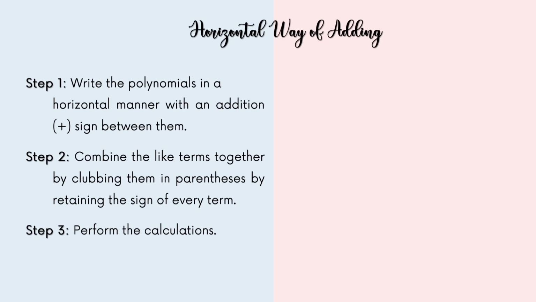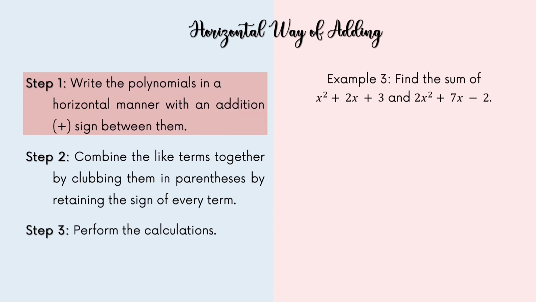Let us try to solve our example number 3 using the horizontal way of adding first. So we have to find the sum of x squared plus 2x plus 3 and 2x squared plus 7x minus 2. Following the steps, we are going to write the polynomials in horizontal manner with an addition sign between them. So we are just going to write the polynomial x squared plus 2x plus 3, plus the addition symbol, plus the other polynomial, which is 2x squared plus 7x minus 2. And then proceed to step 2.